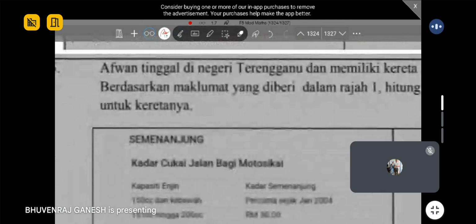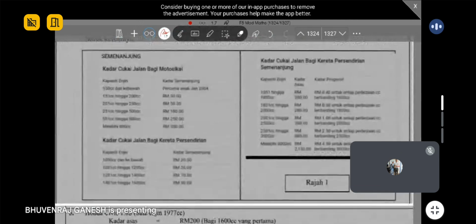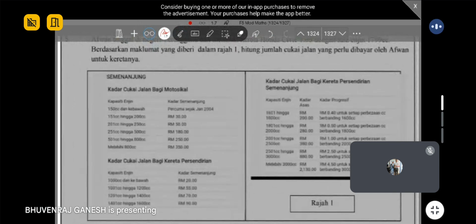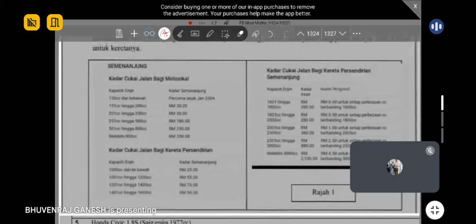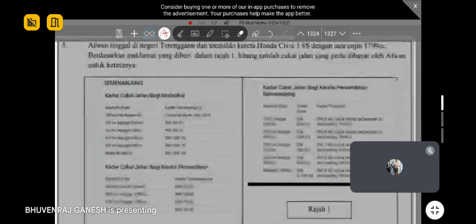So now back to the boys team. Question number 5. This one is on Vortex. So next boy, who should I call? Okay, Hakim, it's your turn. For this question, you must count the total road tax, jumlah cukai jalan.